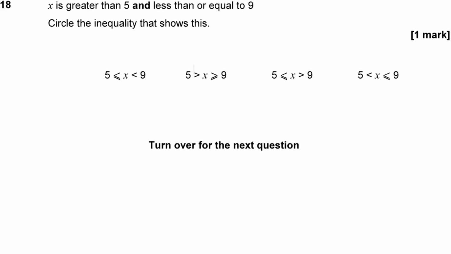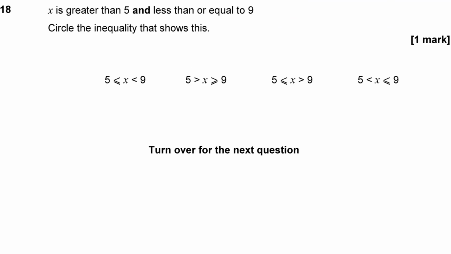Okay, let's move on. 18, x is greater than 5 and less than or equal to 9. Circle the identity that shows this. So x is strictly greater than 5. So it's not that one because that's greater than or equal to 5. And it's not that one because that's greater than or equal to 5. So it's either one of these two at the other end.